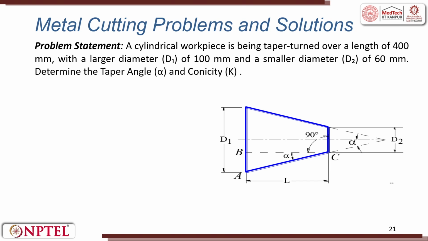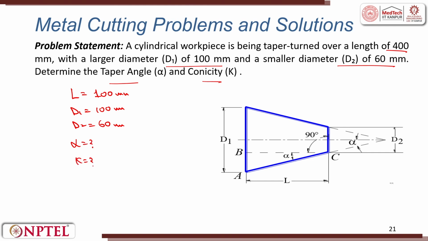Let me try to see a problem statement where a cylindrical workpiece is being taper turned over a length of 400 millimeters with a larger diameter of 100 millimeter and smaller diameter of 60 millimeter. We have to find the taper angle and conicity. So, this is a problem that is given. We have been given L as 100 millimeters, the larger diameter D1 as 100 millimeters, D2 as 60 millimeters. Taper angle alpha is to be found, and we have to find the conicity.